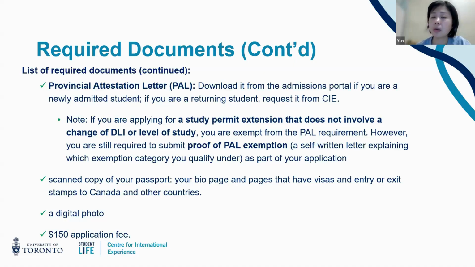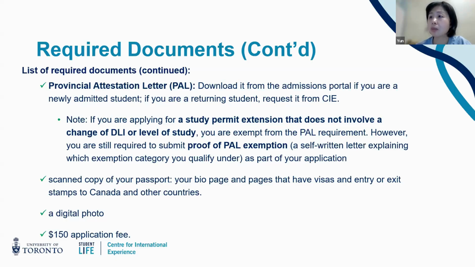You could also find the requirements in the document checklist once you have the application there. Okay. For a study permit application, you need to pay $150. That's the application fee. Okay. So those are the general documents required for a study permit application.